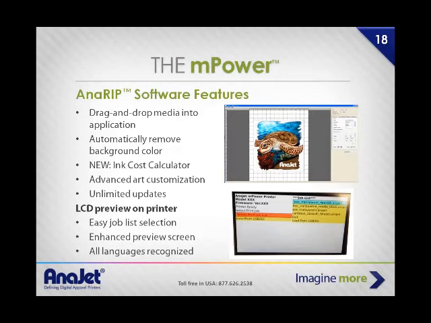There's also the new ink cost calculator that I told you about. So every time you hit print, it'll tell you exactly how much it costs. You also have advanced art customization, and what we mean by that is we put on there little slide bars that are RGB, CMYK, red, green, blue, cyan, magenta, yellow, and black, and even one for grays.